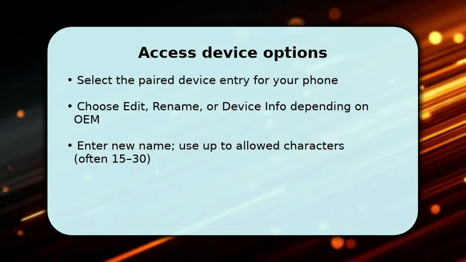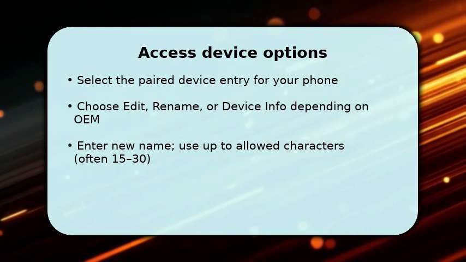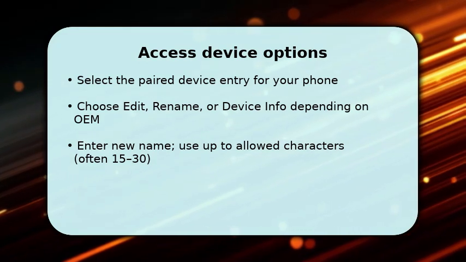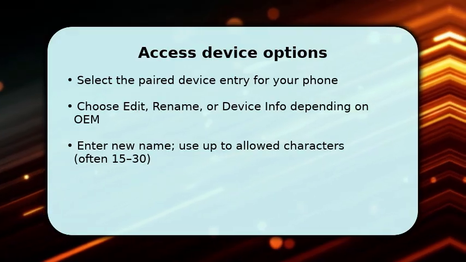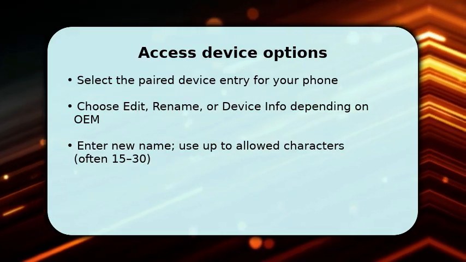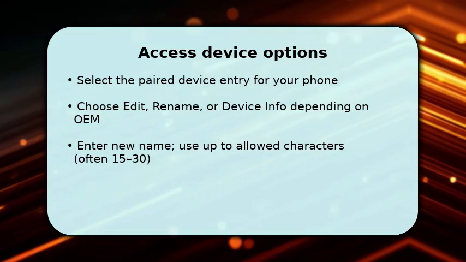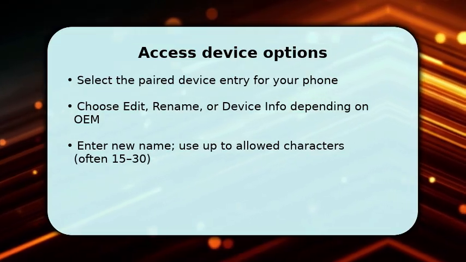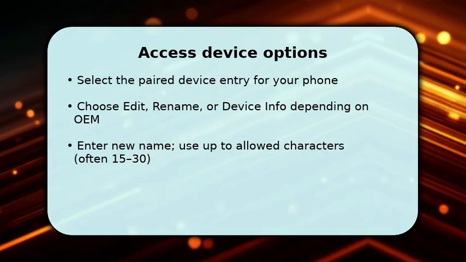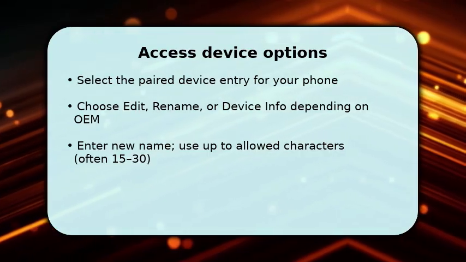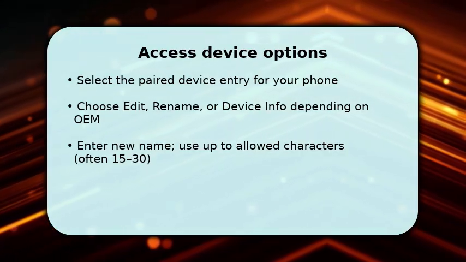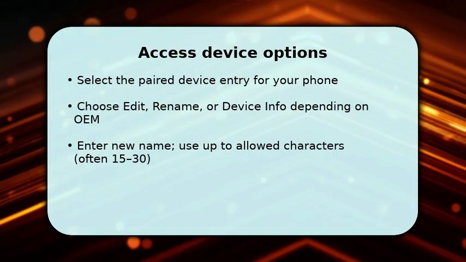After you tap the paired device, look for options like Edit, Rename, or Device Info. This varies by manufacturer. Once in the Rename dialog, clear the current name and type the new one. Keep it concise so menus and speech systems display it correctly. Make sure to follow any character limits and avoid special symbols that some modules reject. When finished, confirm or save.